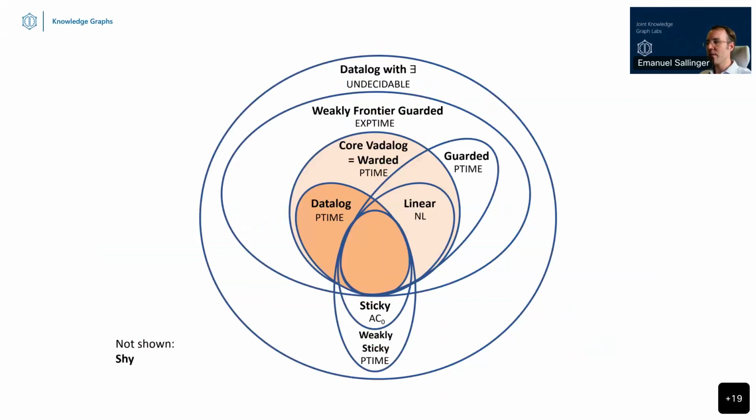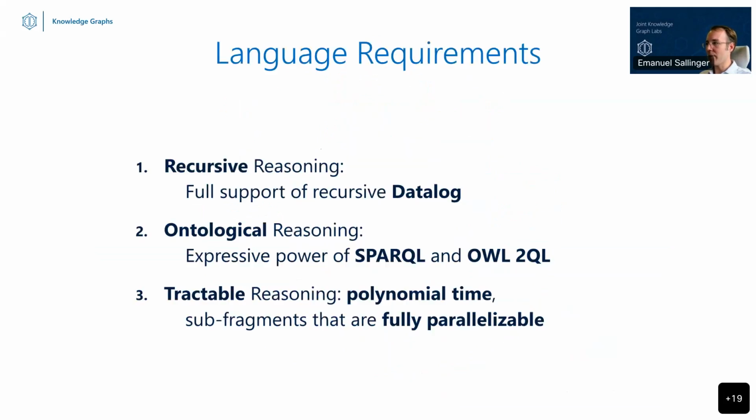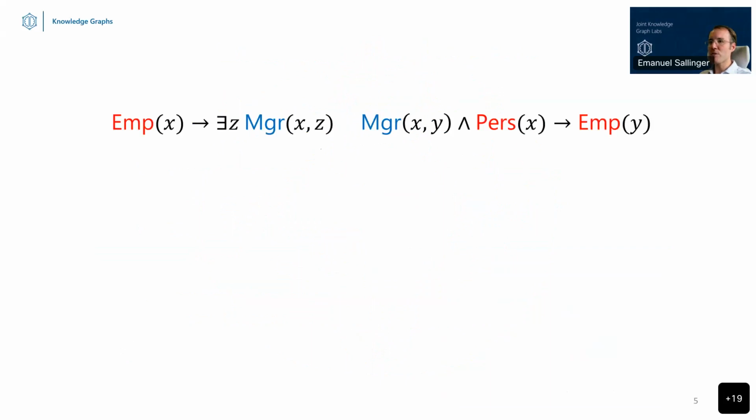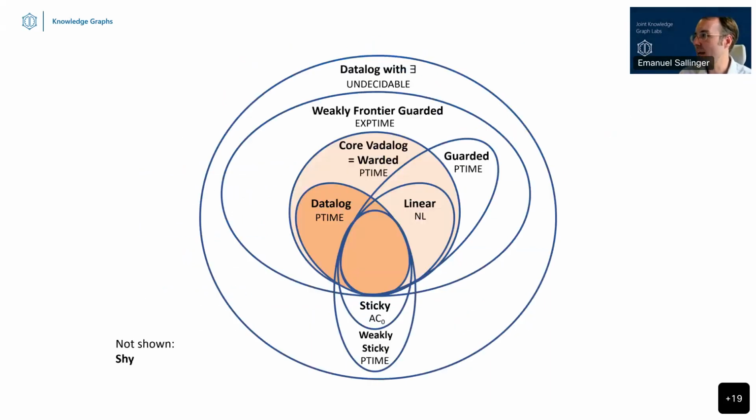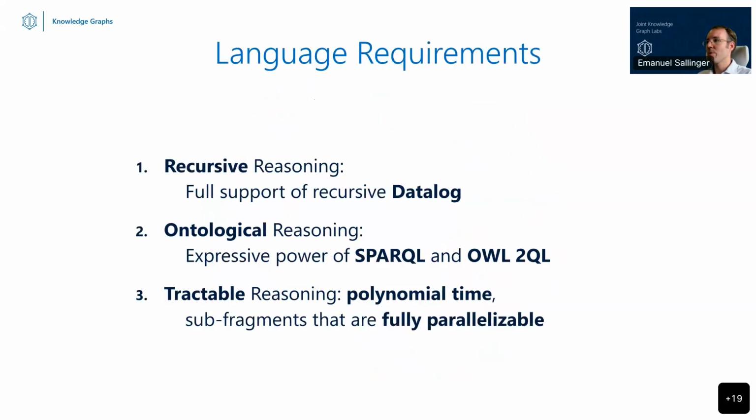So we've seen this diagram here. We still need to expand it for Shai. So that's just to emphasize it again. This is also an important language in this area. And what are the restrictions? Because you've seen that the general language is undecidable. What does it mean to become decidable? Well, we need to make some restrictions. And we need to make some restrictions that still allow us full Datalog recursion.